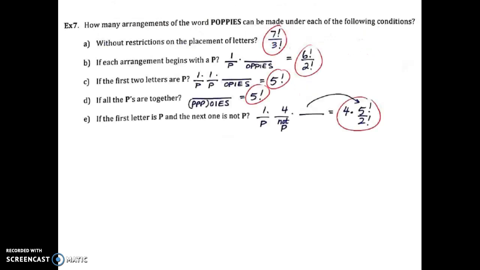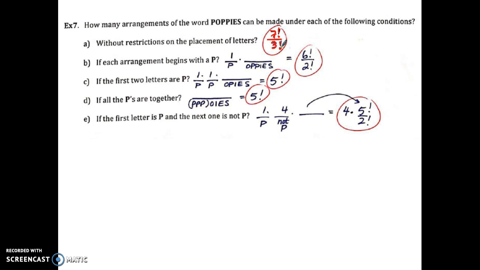Okay, this one's always a little bit tricky. So part A is very, very similar to the previous examples. The word poppies has 7 letters, so we have 7 factorial. But of course, 3 P's are in the word poppies, so we're going to divide through by 3 factorial. So part A should be relatively straightforward.